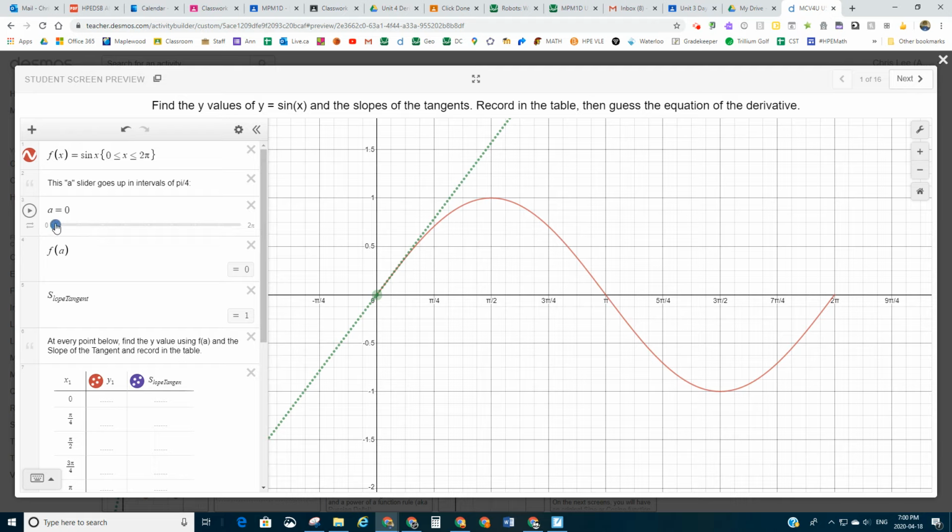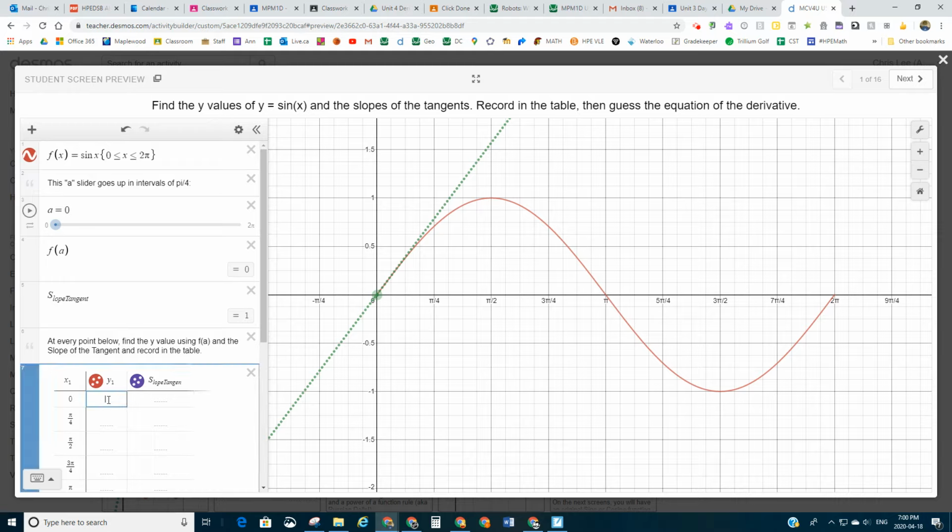So I have this slider here that is measuring the slopes of all different sorts of tangents at different points. And so you're going to take the slopes of all these tangents to come up with the derivative. So we're going to do it like we've done in the past by doing the stuff down here. So you're going to start off with going to 0. So put your slider at 0.